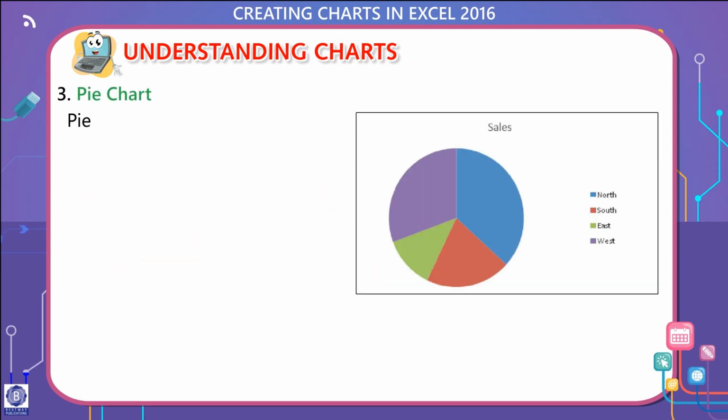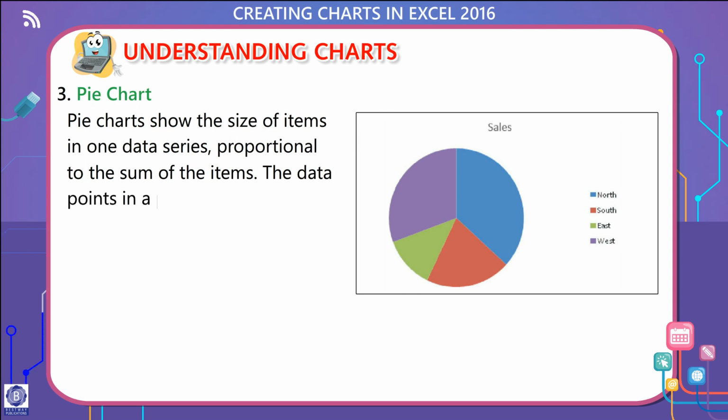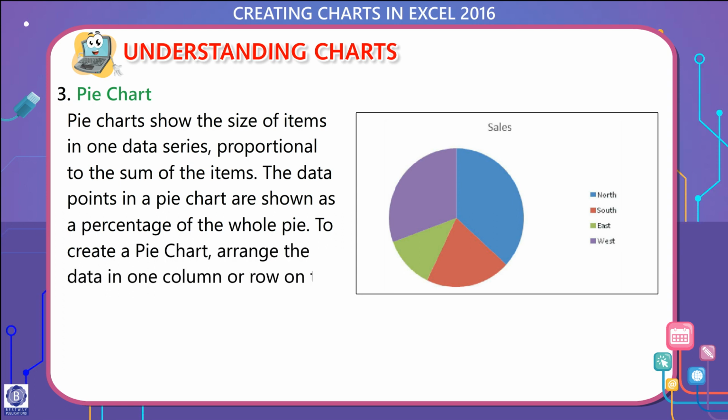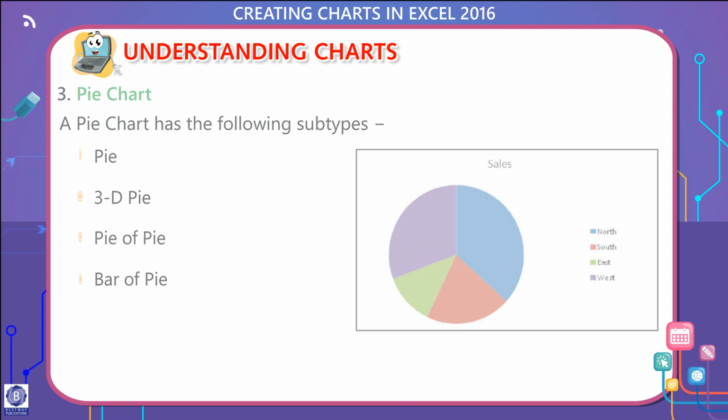Pie chart. Pie charts show the size of items in one data series, proportional to the sum of the items. The data points in a pie chart are shown as a percentage of the whole pie. To create a pie chart, arrange the data in one column or row on the worksheet. A pie chart has the following subtypes: pie, 3D pie, pie of pie, bar of pie.